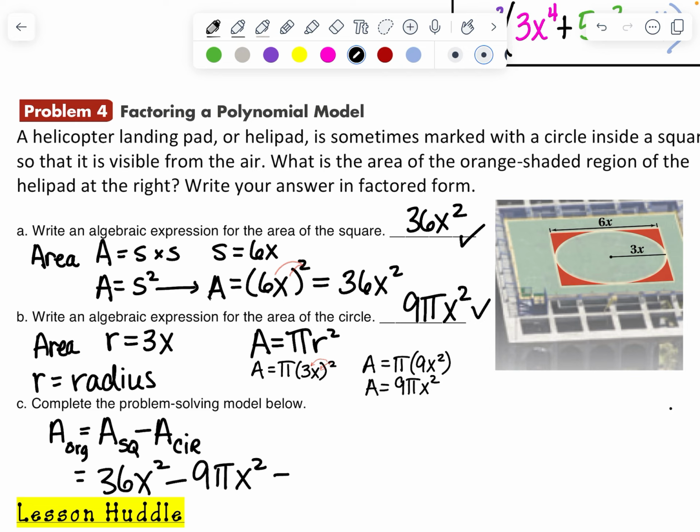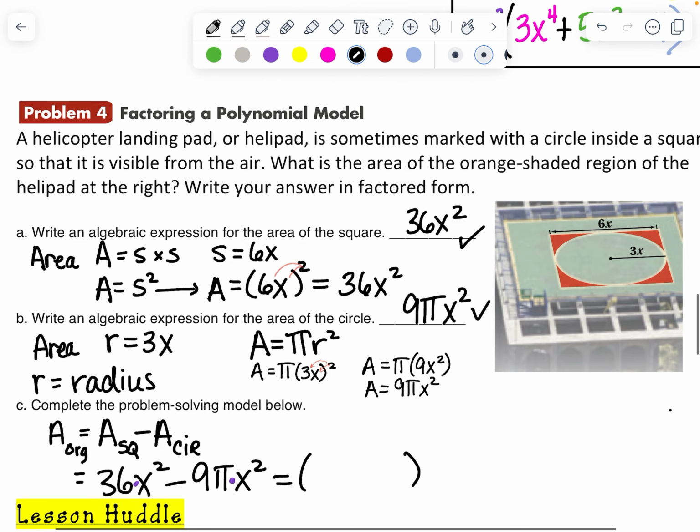So now I'm going to pull out an x squared. Now remember, see how there's an x squared factor in both? That means we can pull out an x squared with the distributive property because it is a factor of both terms here. And so if it's a factor of both terms, I can pull it out over here on the right. So now what's left in the first term is 36 minus what's left in the second is 9 pi.